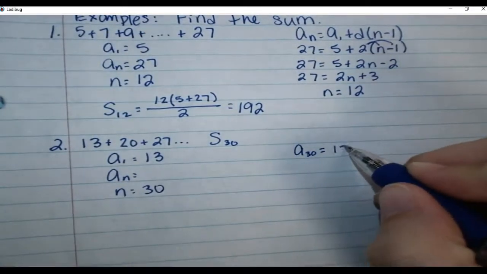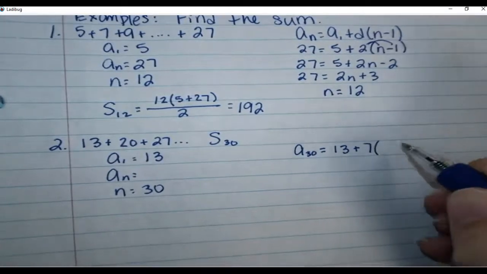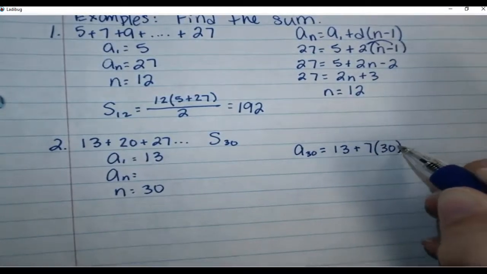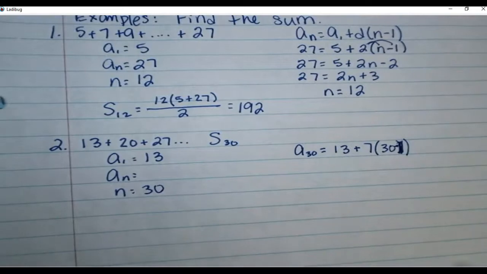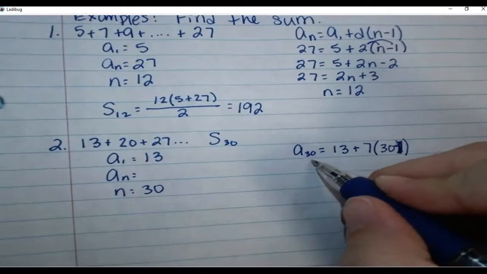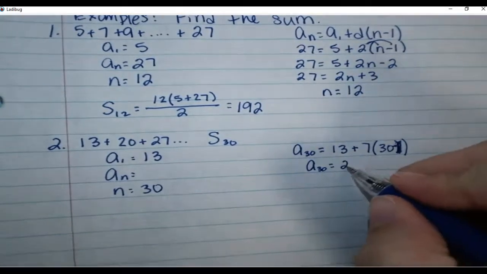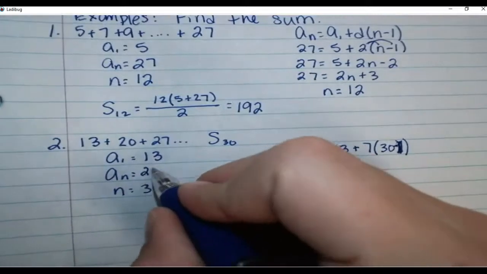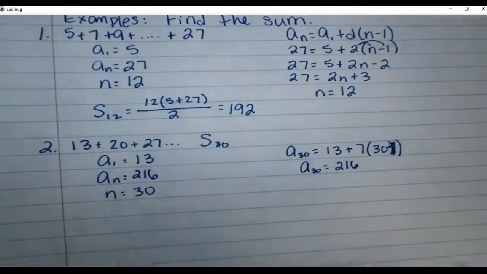We know our a1 is 13 plus, what's our common difference? Good, we're adding 7. And we said that n was 30, minus 1, sorry, forgot my 1. So what is that 30th term? Good. 216. Very good. So that's our an. Now we have everything that we need, so we just plug it in the formula.